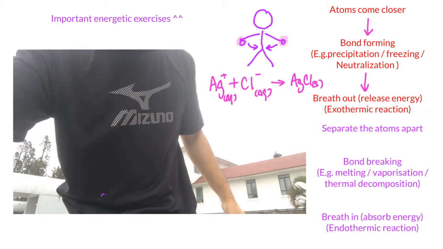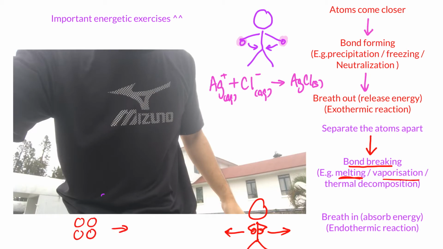But the other way round, if you try bond breaking, say for example, you have two particles very close to each other, and this time you try to move away. You break the bond to separate the atoms apart. Bond breaking, like melting or vaporization: when you have something in solid state and make it into liquid state, the particles have to separate apart. So this is a bond breaking process. If you imagine you're breathing, when you separate things, you stretch your arm, air will breathe in, just like absorbing energy from the environment. So when you have bond breaking, that will be an endothermic reaction.